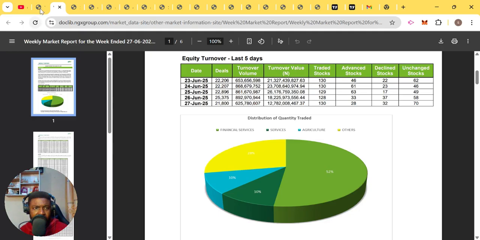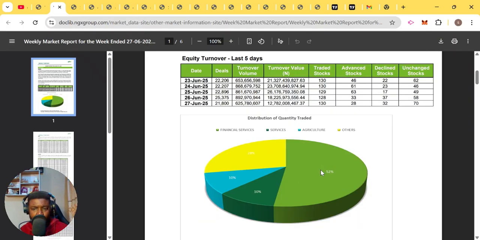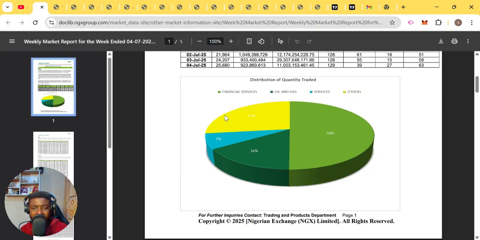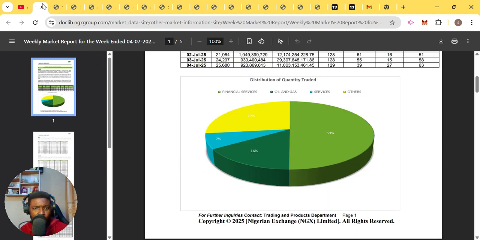For this week, let's look at the chart so that you understand what is happening now. The previous one we looked at, which was this one here, you saw 52. Now if you look at this week, it is now 50. So 2% left the financial services. Let's come to others. Here you will see 28. That's the others, 28. Then this week, if you look at the others here, you see 27. That is, this one lost 1%. So 2% from here, 1% from here, that's 3%.